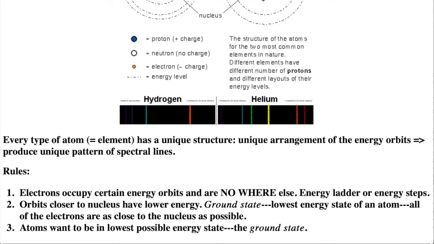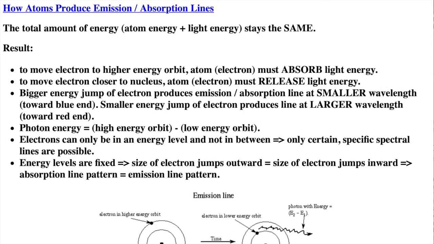In order to explain the emission line and absorption line spectra, Bohr found that atoms obey three basic rules. Number one, atoms are very picky in that the electrons occupy only certain energy orbits in an atom and can be found nowhere else. Number two, the orbits closer to the nucleus have lower energy. Number three, atoms want to be in the lowest possible energy state called the ground state, where all the electrons are as close to the nucleus as possible. Let's see how Bohr's model of the atom explains emission and absorption lines.